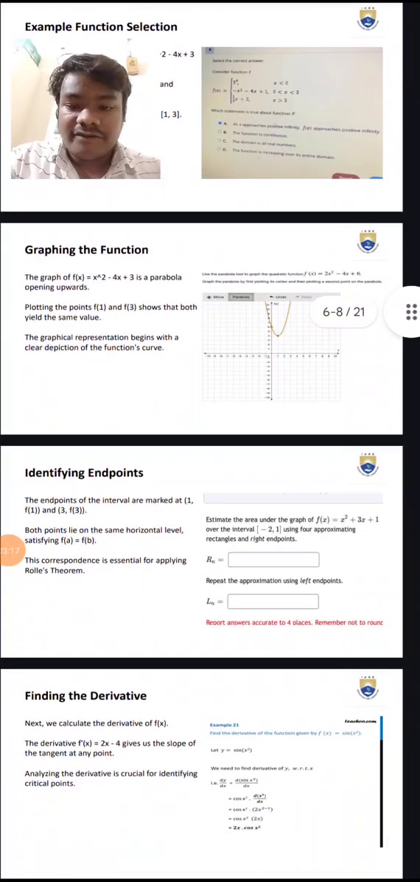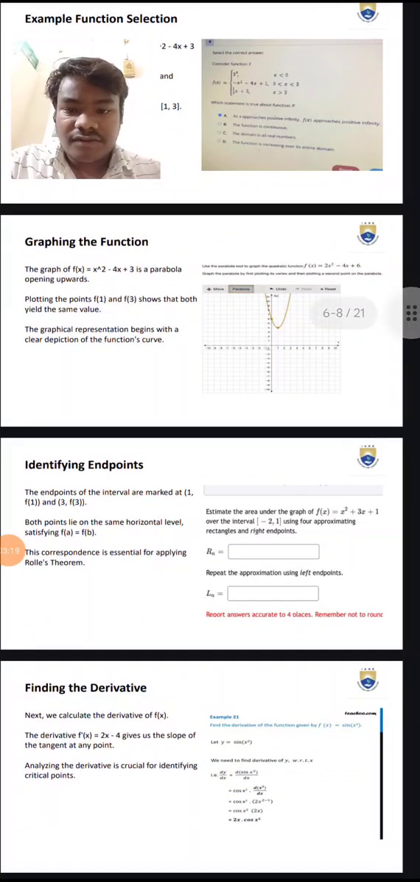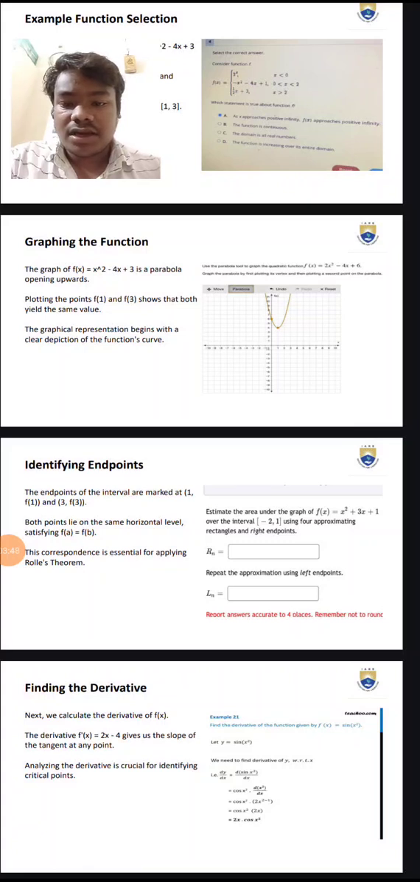Graphing the function. The graph of f of x equals x square minus 4x plus 3 is a parabola opening upwards. Plotting the points f of 1 and f of 3 shows that both yield the same value. The graphical representation begins with a clear depiction of the function's curve.